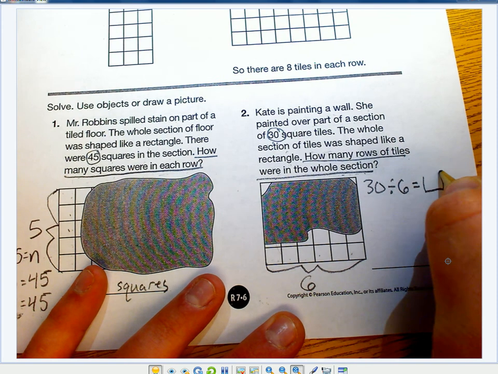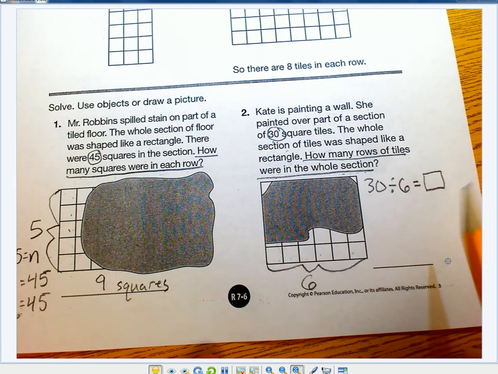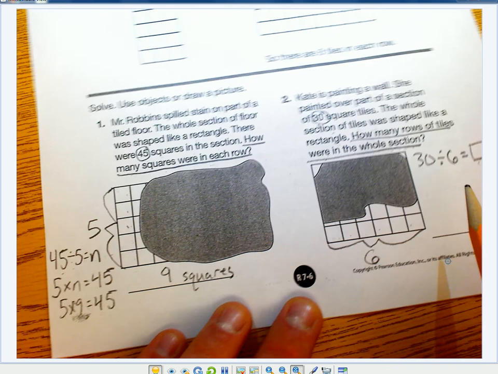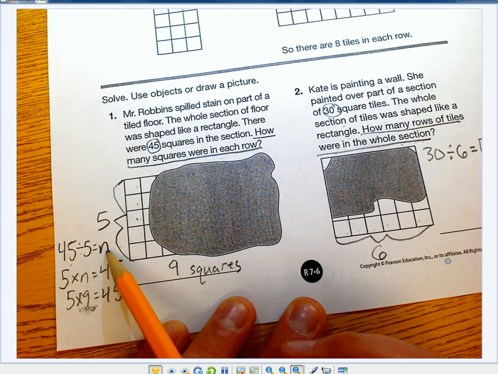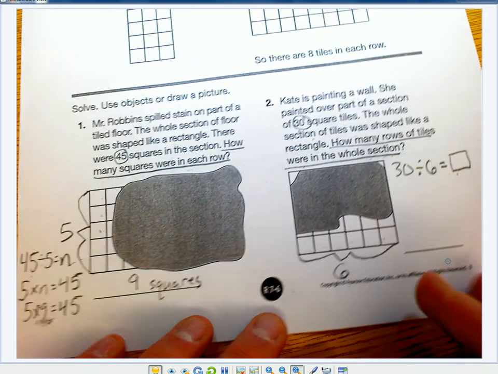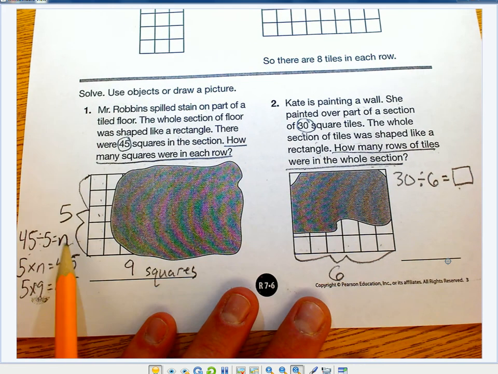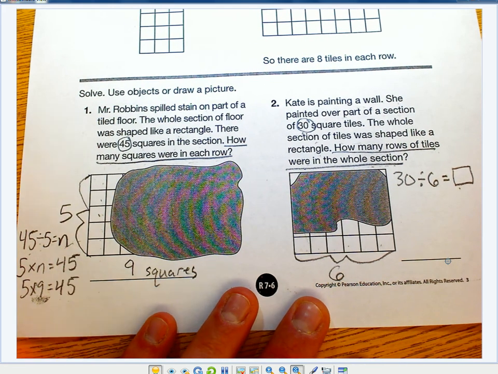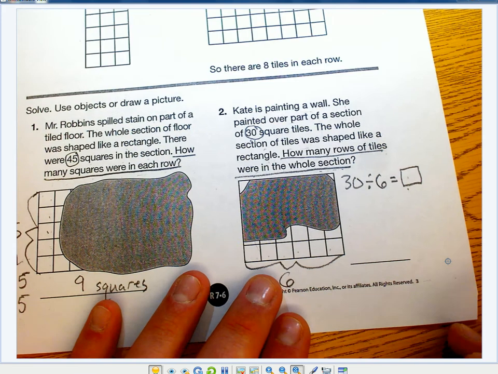And I'm going to use a box this time. Some students feel more comfortable using the box as their unknown. Some feel more comfortable using a letter. However they feel comfortable is fine with me. In 3rd grade, honestly, do you need to use a variable? I don't think so. A box will work just fine for what they're doing.